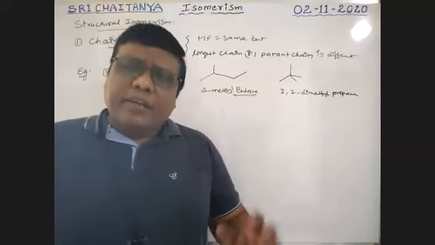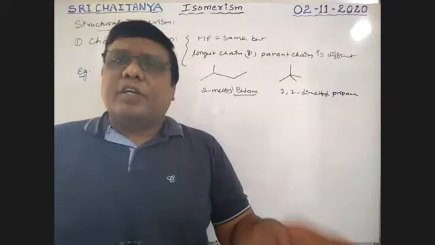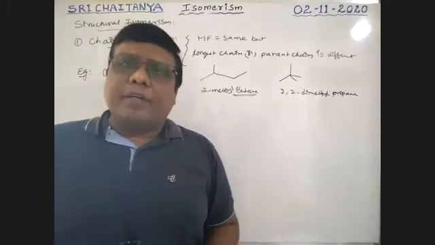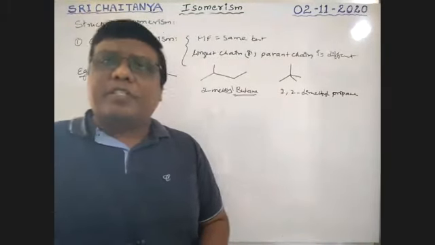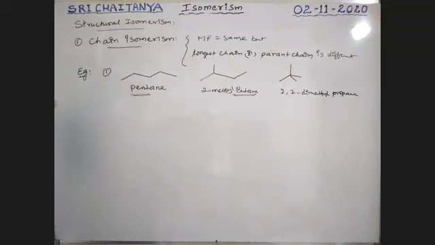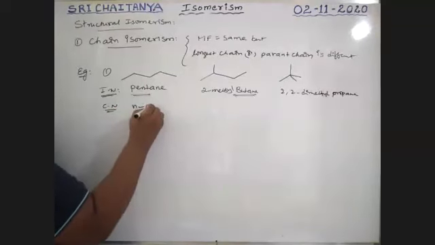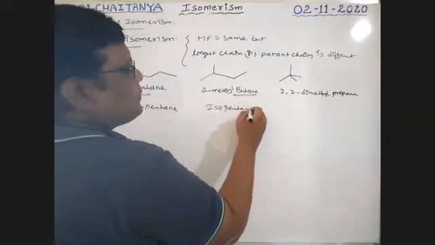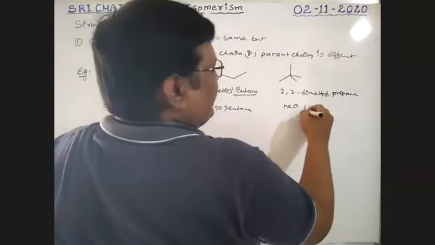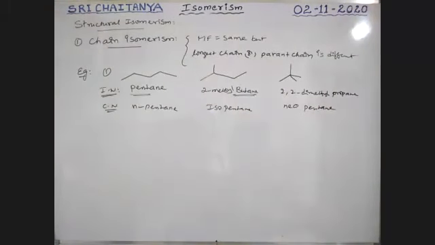Not only here, everywhere, if it is structural isomerism, compound to compound the IUPAC names are different, but the molecular formula is the same. So the structure is different, and if the structure is different, automatically the name is different. This is the first example, boys. The common names are n-pentane, isopentane, neopentane. All these are chain isomers.